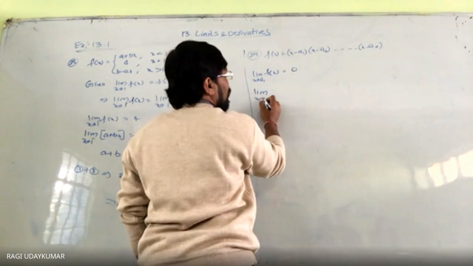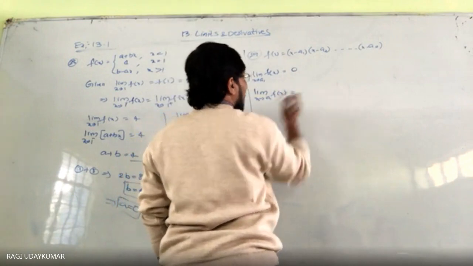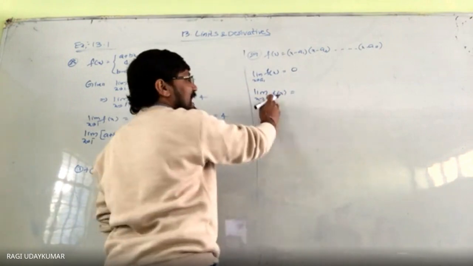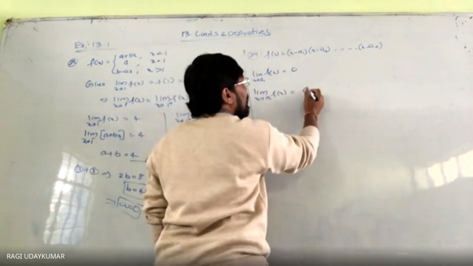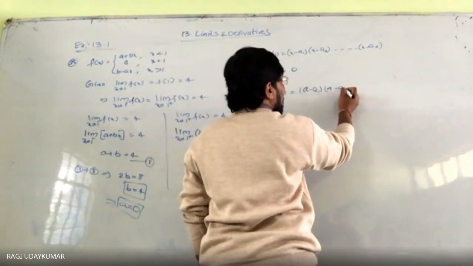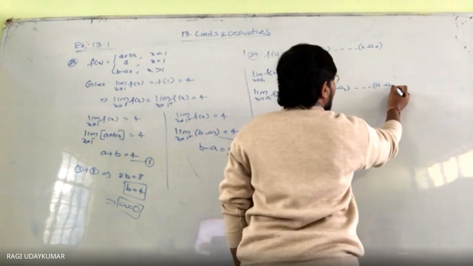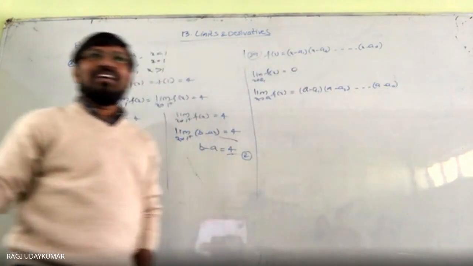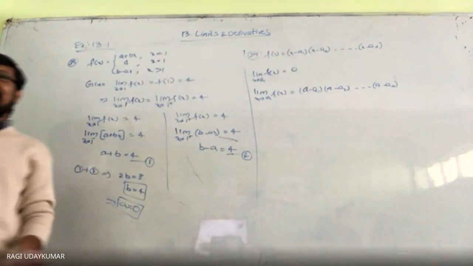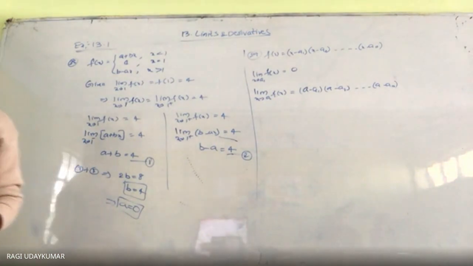Next, this is not much of a question, it is very simple. What is this? a is not equal to any one of them. So it is (a - a1)(a - a2), and so on. That is it. What else is there in this?